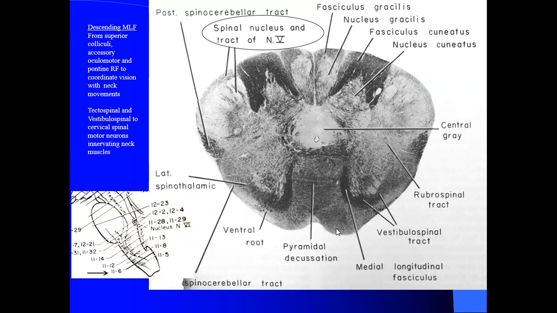Here's the MLF being pushed out by the pyramidal tract and the decussations. Here's a rubrospinal pathway coming down here. Still got central gray. Look how big nucleus cuneatus has gotten so quickly. Fasciculus cuneatus, of course, is shrinking. Why is it shrinking? Well, because the fibers are terminating in the nucleus cuneatus. Look at the fasciculus gracilis, almost gone. Okay, so very good. Let's keep going.